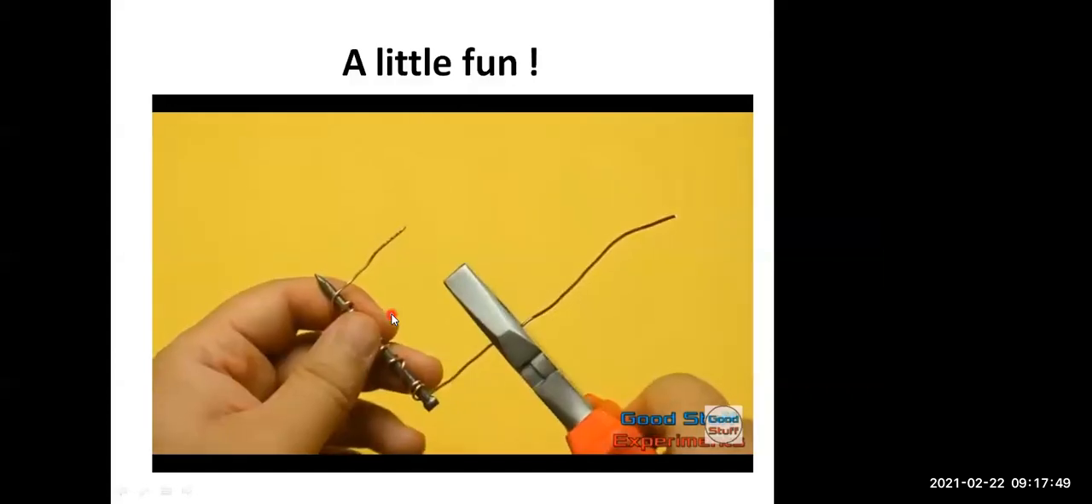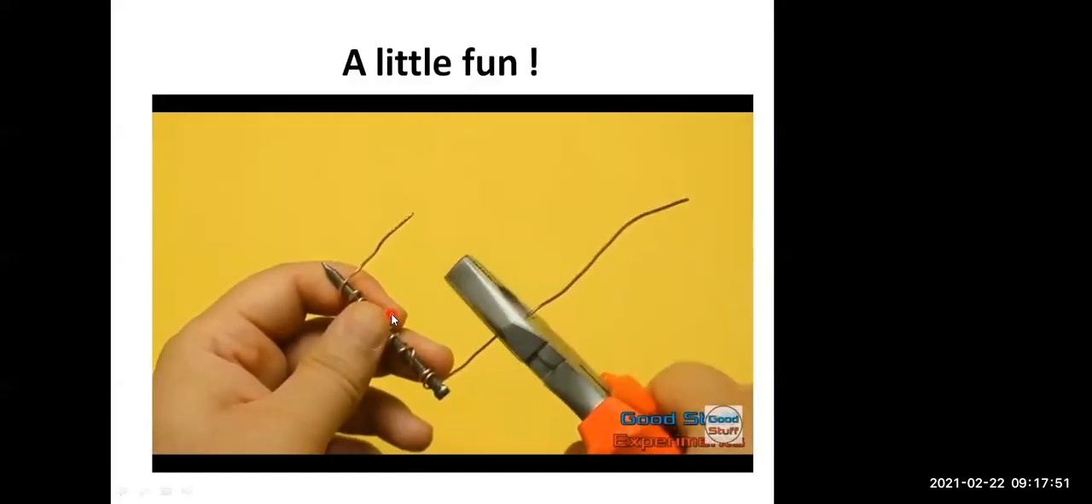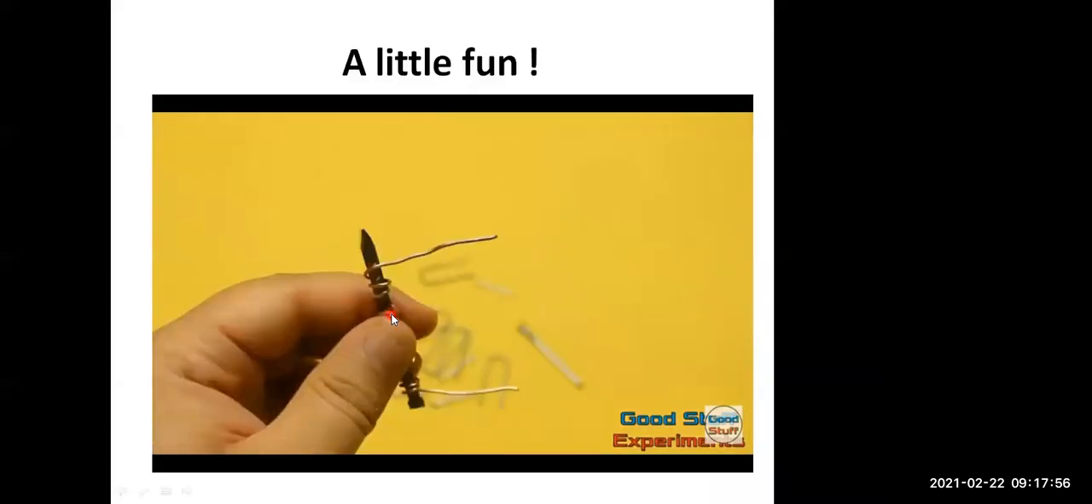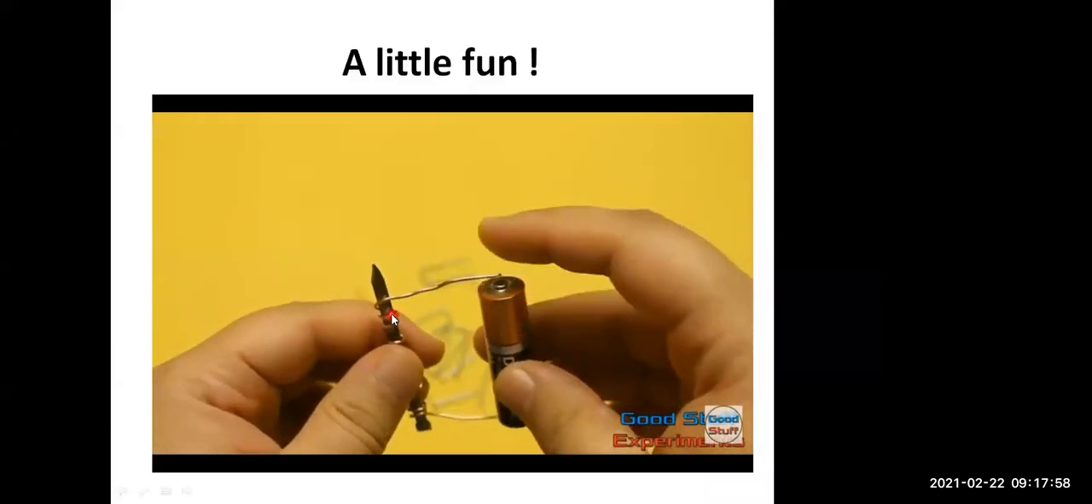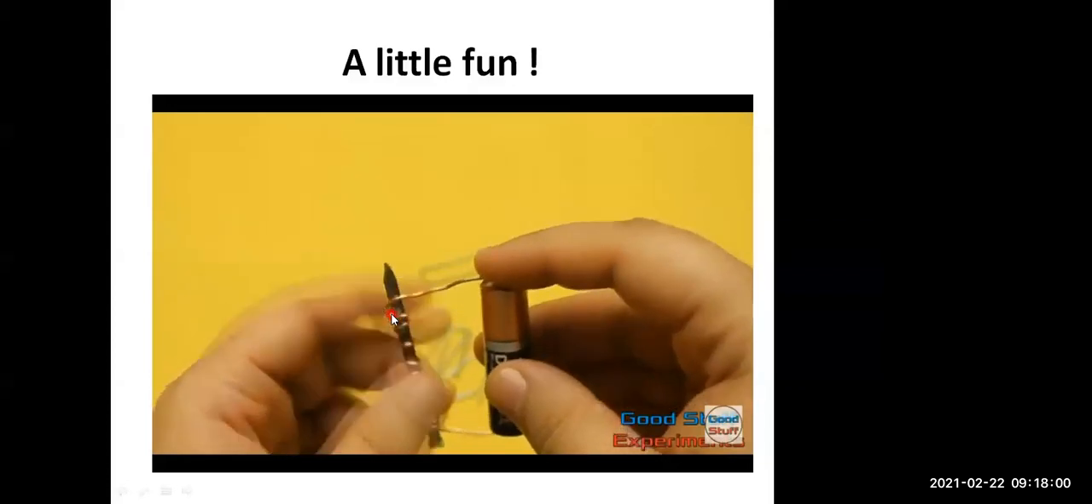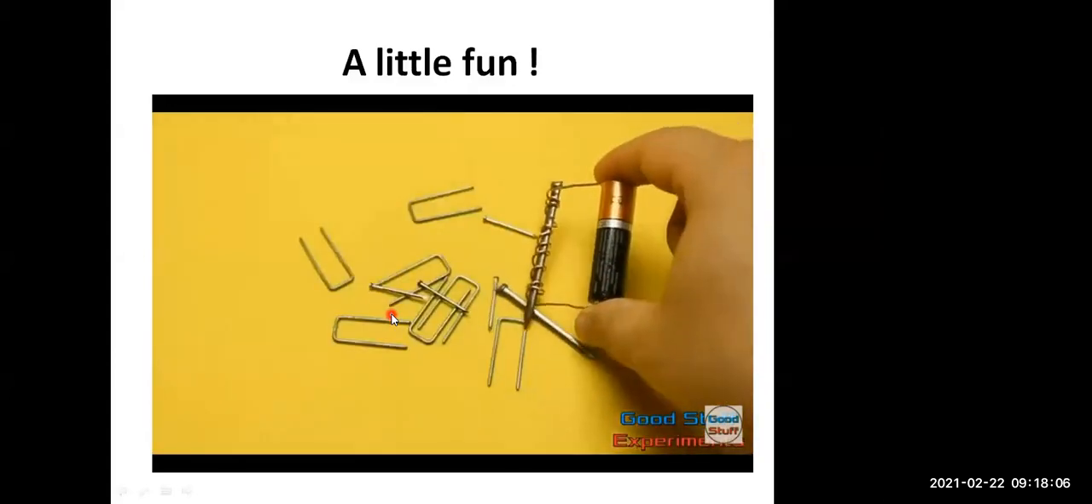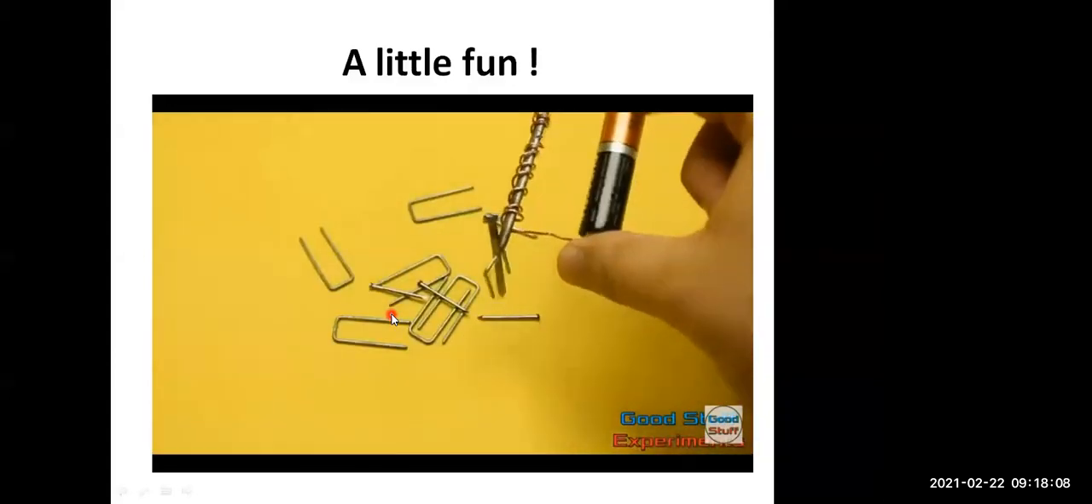Now just cut the extra copper wire. Now to this copper wire, you are going to attach a battery. You can attach this with the help of a sellotape. Please take care while doing this. Do this under the guidance of the elders only.